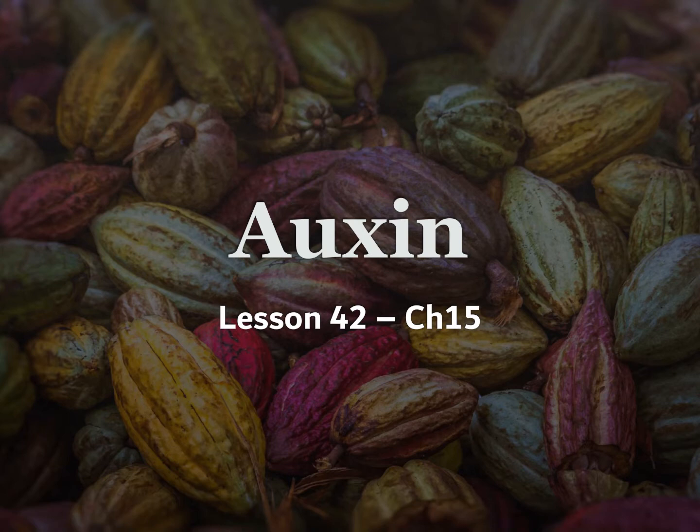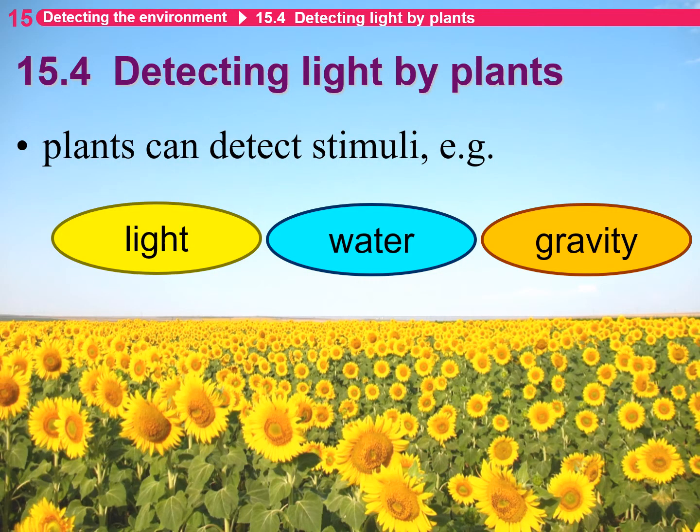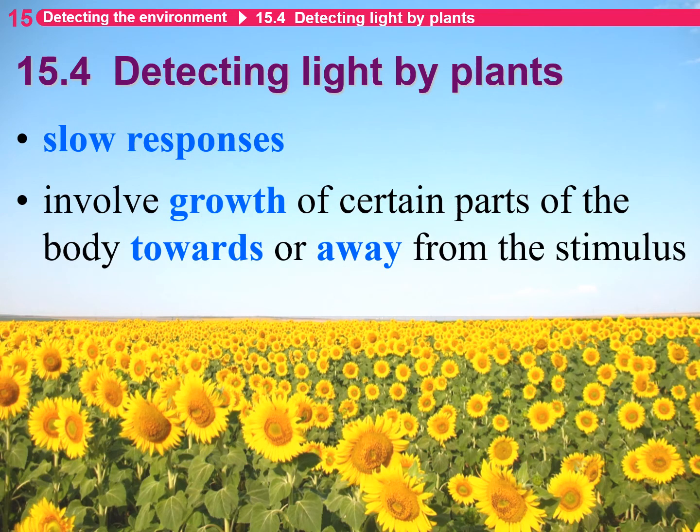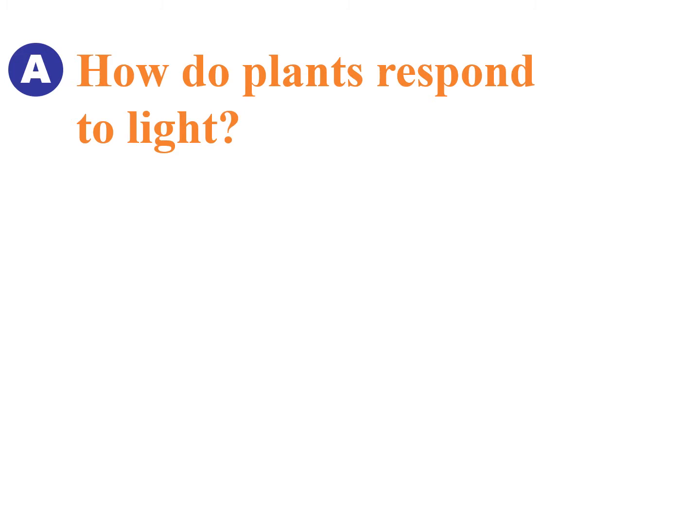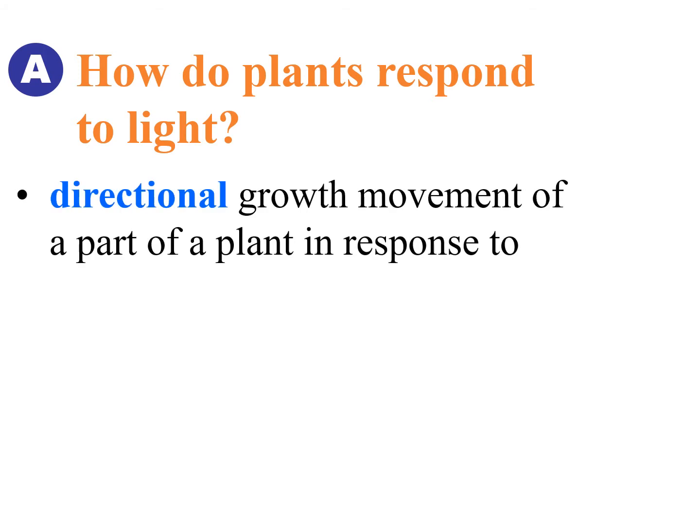Let's start. In chapter 15, we talk about detecting and responding. Plants can also detect stimuli such as light, water, and gravity. However, the response given by plants can be very slow, and the response usually involves the growth of certain parts of the plants towards or away from the stimulus. In this chapter, we're going to focus on how plants respond to light.